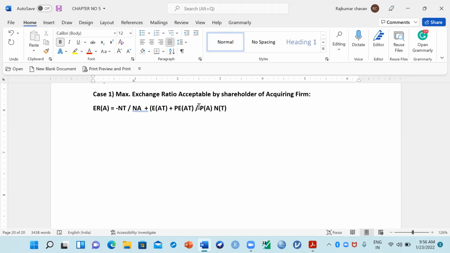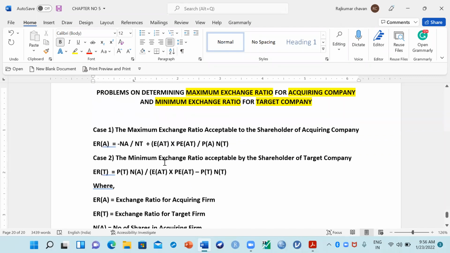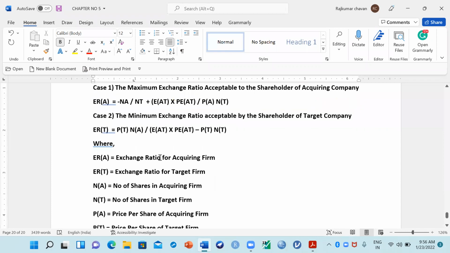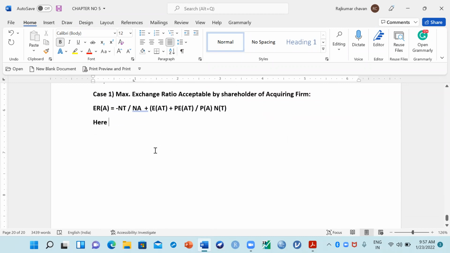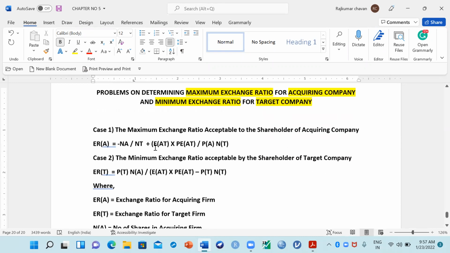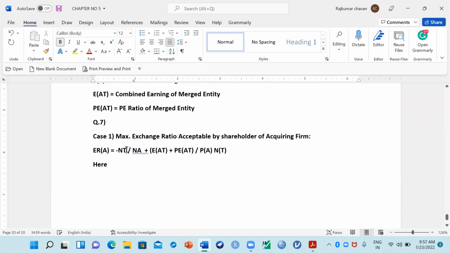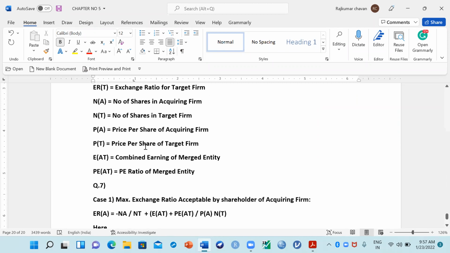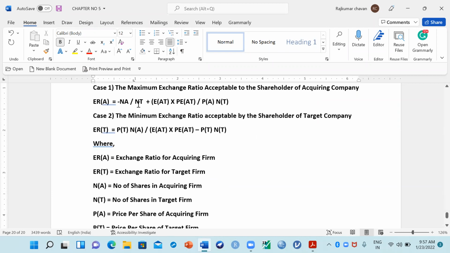So now let us write it down. Sir, the earnings you have to multiply with the PE ratio as per the formula. And also, there you had given minus NA by NT, and here you have taken minus NT by NA. Which one to consider? It is minus NA by NT. Yes, the same one that I have written there. I think while writing I missed it. It is NA by NT.